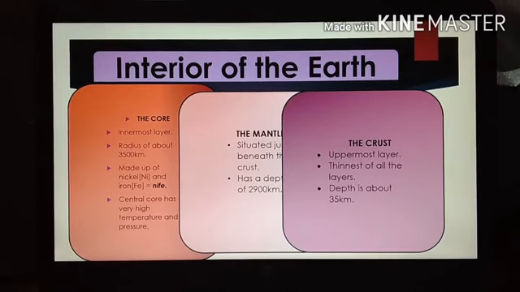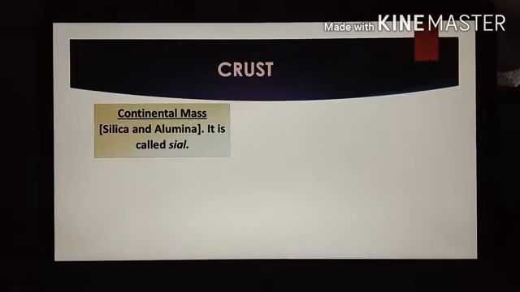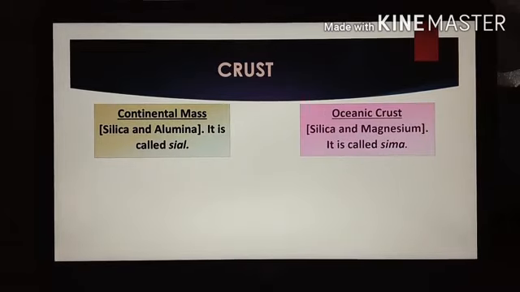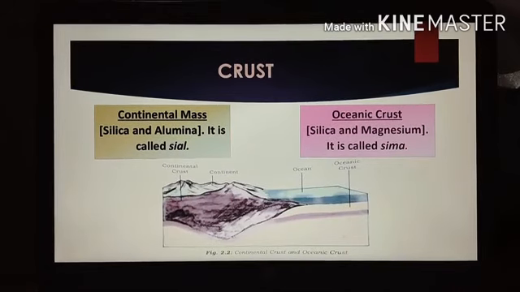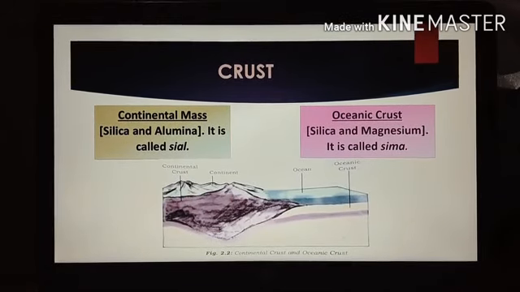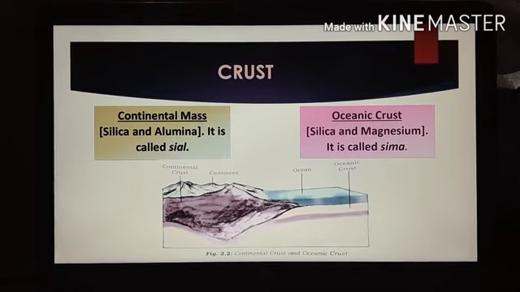Now, let's study the crust. Crust is again divided into two different parts. First is the continental crust, and the second is the oceanic crust. Let's study these two different types of crust with the help of a diagram. So we have this diagram.